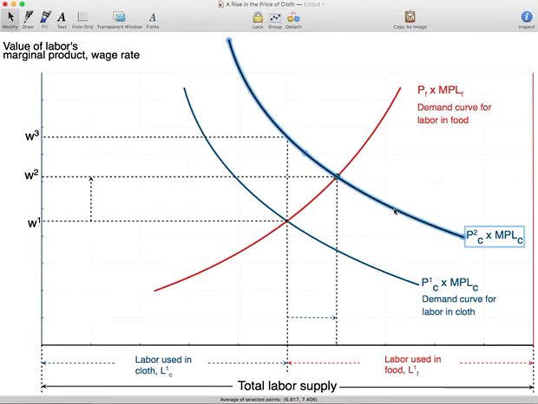We see a rightward shift in this. We move from the original equilibrium point here to the new equilibrium point there, and this gives us a higher wage rate, but it is less than the 7% increase in the price of cloth. The reason why it's not equivalent is the fact that some of the labor that was previously used in food production is now shifted away, and it is now being used in cloth production, which has a mitigating effect to the increase in the demand for cloth due to the increase in the price of cloth.